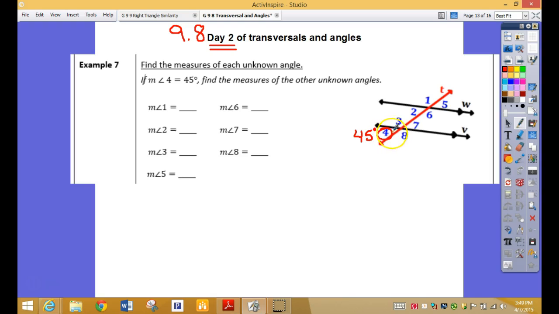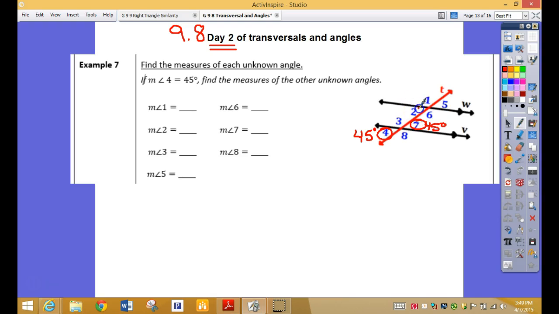Well, what do we know about 4 and 7? 4 and 7 are what kind of angles? They are, starts with a V, vertical angles. So we know they are congruent. So we know that one's 45 degrees.